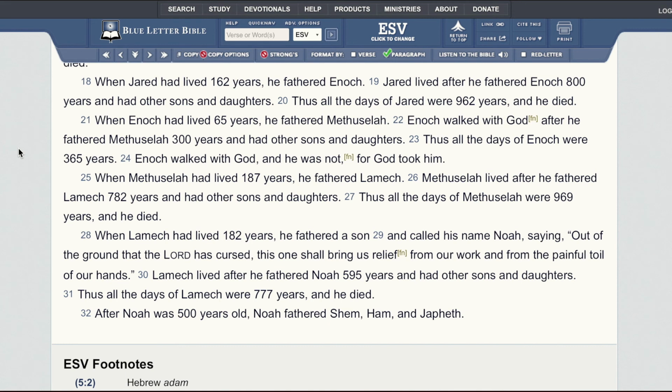When Lamech had lived 182 years, he fathered a son and called his name Noah, saying, "Out of the ground that the Lord has cursed, this one shall bring us relief from our work and from the painful toil of our hands." Lamech lived after he fathered Noah 595 years and had other sons and daughters. Thus all the days of Lamech were 777 years, and he died. After Noah was 500 years old, Noah fathered Shem, Ham, and Japheth.